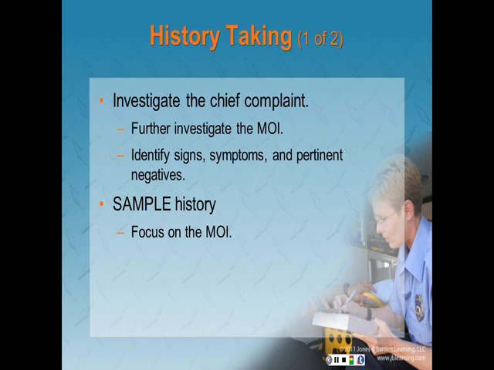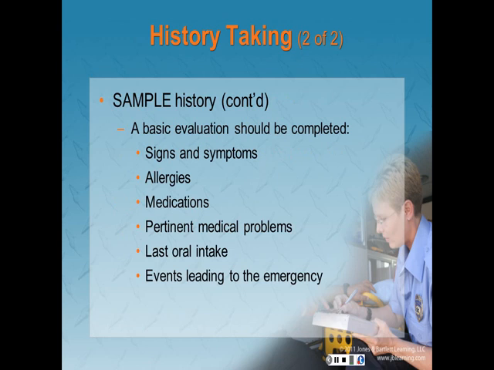Start on your SAMPLE history and focus on the mechanism again, and then also look at signs and symptoms, allergies, medications, pertinent medical problems including respiratory or cardiovascular disease, last oral intake, events leading up to the emergency. And remember, your questioning should focus on the MOI. How fast was the vehicle going, or how high was the fall? Did they use any safety equipment? Were there any types of weapons involved? And how many penetrating wounds are present, if there are penetrating wounds?